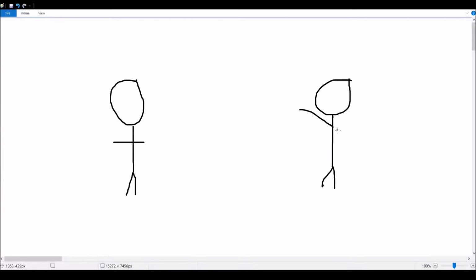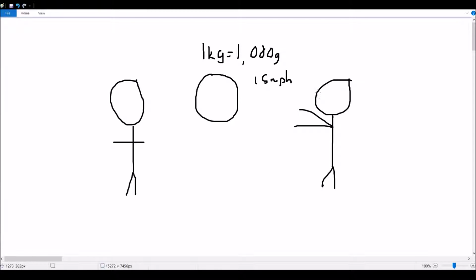except that the rock that will be thrown this time weighs 1 kilogram, which is equal to 1,000 grams. Now, this rock is still moving at 15 miles per hour because this guy has a great throwing arm. He is part of the basketball team for his school. Now, this rock will be moving at a speed of, let's see, 1,000 times 15 would give us 15,000 newtons.